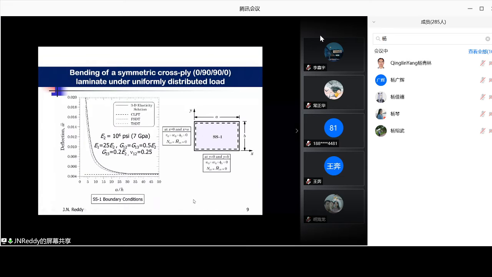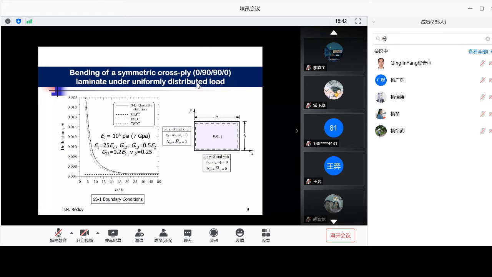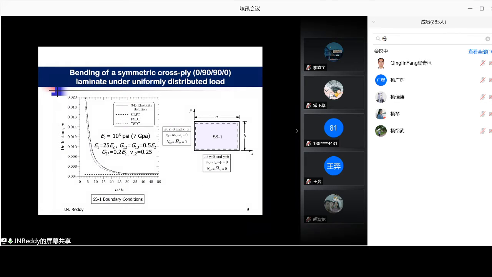And so I'm just showing you a result. I can show all the details of the equations, but you will just see a lot of expressions, and you can see them in the book. But I want you to see the benefit of using third order theory.